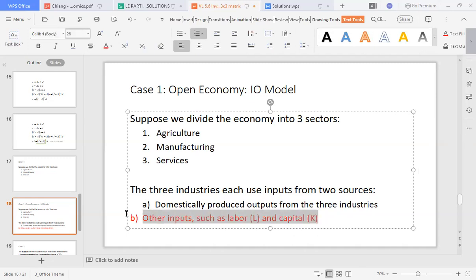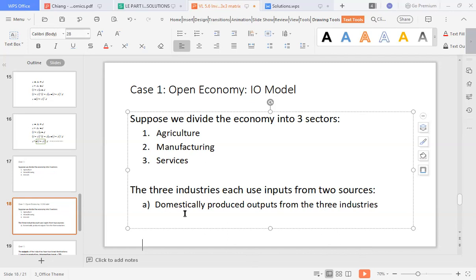This tells us that we are dealing with an open model, because we are getting sources exogenously, other sources aside from the ones that are produced in these three sectors. If this is a closed model, class, we'll be dealing with this one. If this is a closed model, the inputs should only be coming from these three sectors. But because this is an open model, we can also get other sources in the economy, which are labor and capital.